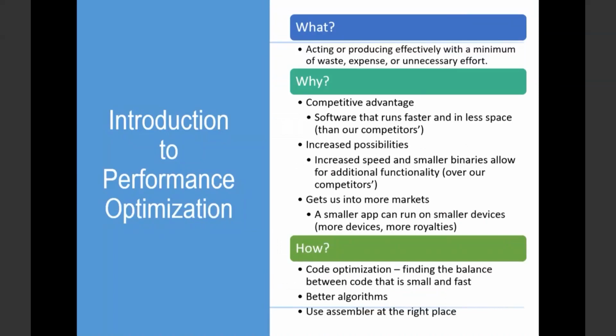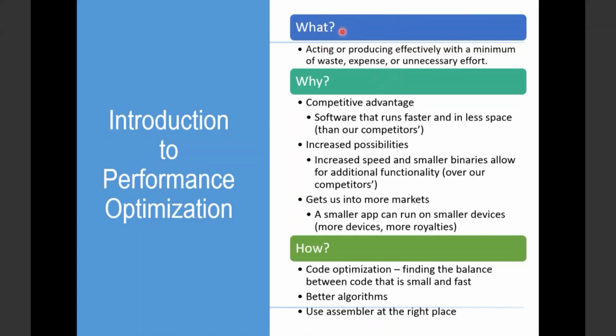All right, so let's look at performance optimization: why we need it and how we are going to perform it. Performance optimization is the process of modifying a system to amplify its functionality. You're going to amplify the function of your system, to make it more efficient and more effective. It is a way of acting or producing effectively with a minimum of waste, expense, or unnecessary effort.